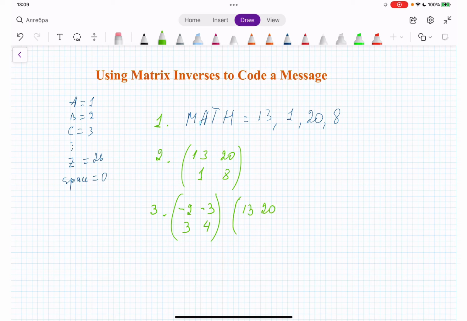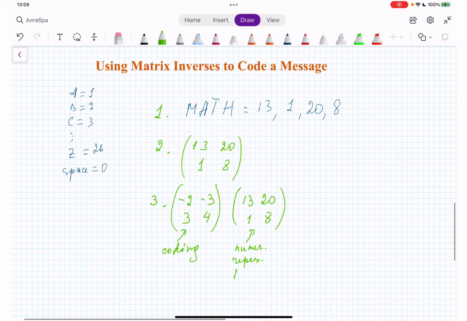I have checked it. It has an inverse, and when you multiply by the inverse, you get the identity matrix. Then you can use it. So this is our coding matrix. And this one is our numerical representation of the word math. All right. So let's multiply.